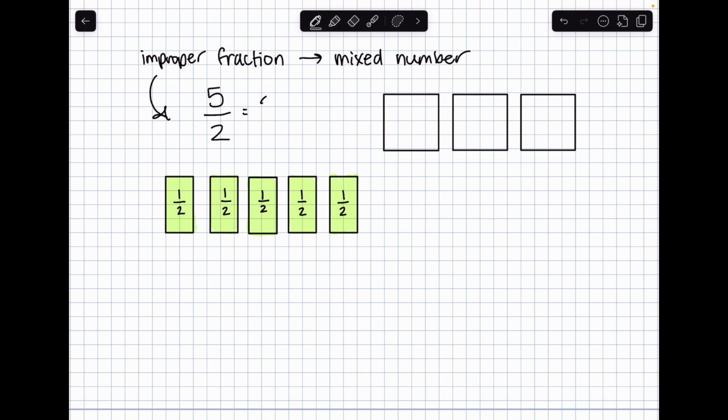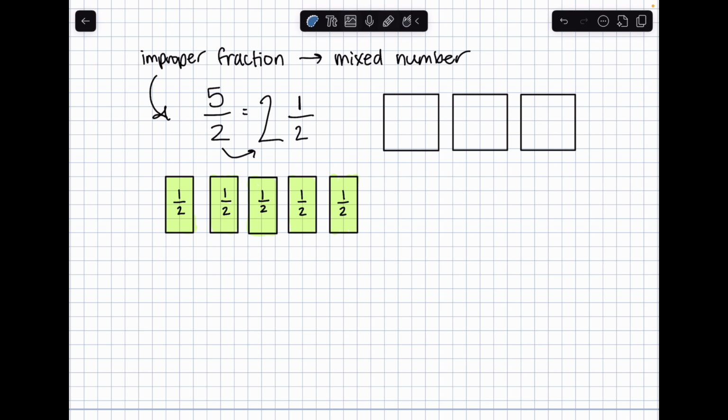So I have 2 groups, and if I take 2 groups of 2 out of 5, so if I take 4 out of 5, what am I left with? And I'm left with 1, and then I'm just going to use the same denominator. So 2 and 1/2. That is our improper fraction in a mixed number. That's our simplified fraction. I always like to show a model to show my students what we're actually doing here.